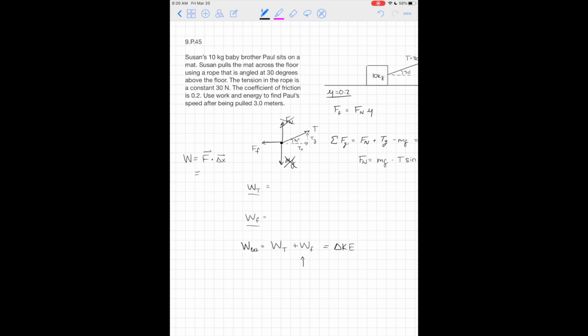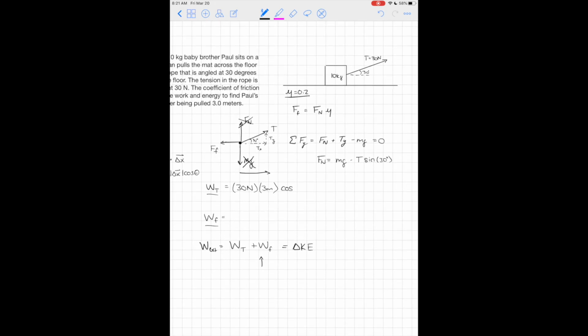Another way of writing that is the magnitude of F times the magnitude of delta x times the cosine of the angle between them. So I know that I'm moving straight to the right. I have my tension force as 30 newtons times 3 meters of displacement times cosine of the angle between them. Well, if my displacement's along the floor, the angle between them is 30 degrees.